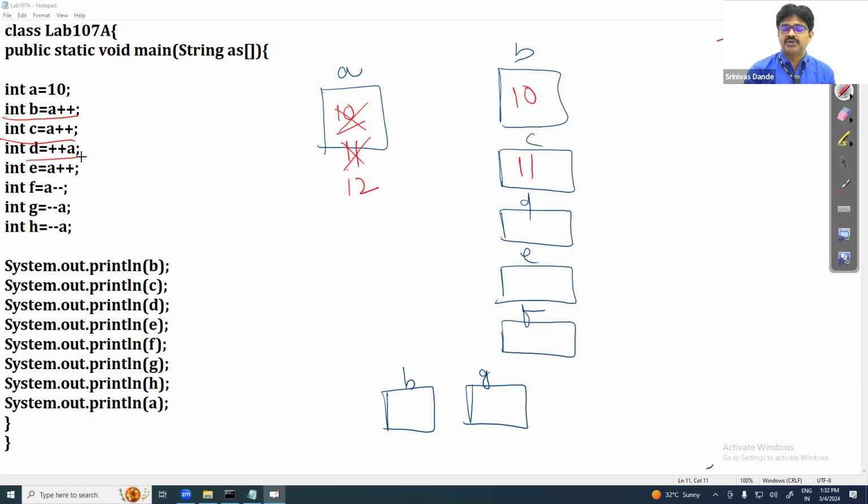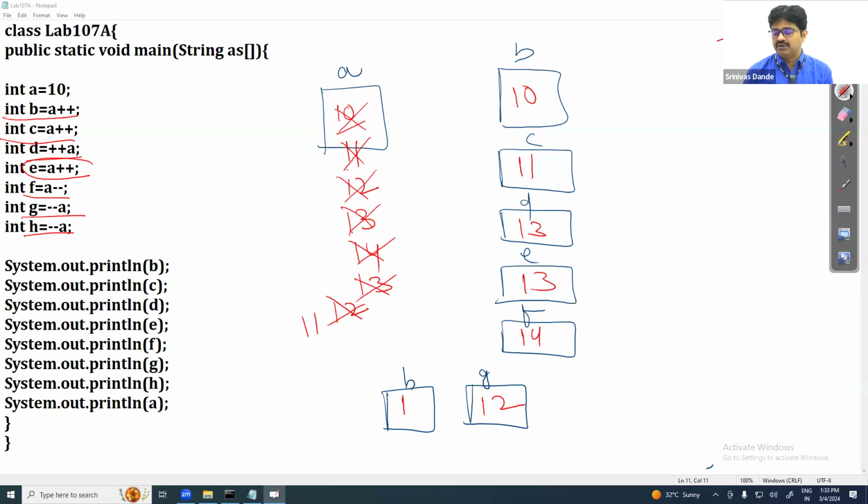Next, D equals plus plus A. First increase to 13, then assign to D. Yes, assign. Next, A plus plus. First assign, then increment. Assign 13 here, then increase to 14. Next, F. First assign, then decrease. Assign 14 here, then decrease to 13. Next, minus minus A. First decrease to 12, then assign to G. Next, minus minus A. First decrease and then assign to H. That is 11, right?